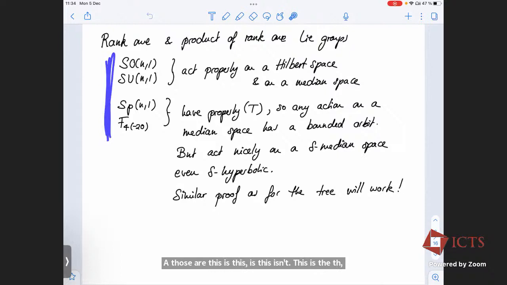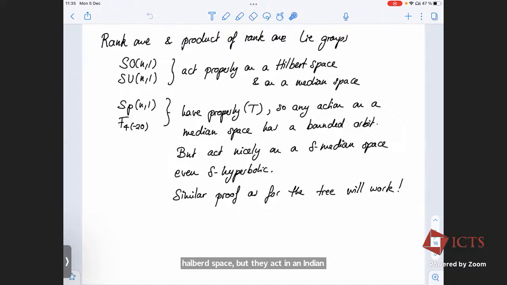Those are well known results that you can probably find in, I'm going to mess up the attributions here. So let's say that it's relatively well known. All the people who worked on that have permanent jobs, so I won't hurt them too much if I don't know exactly who did what. But anyway, those have property T, those don't, and you can make them act properly on a Hilbert space and on a median space. This one, they have property T, they can't act on a Hilbert space, but they act on a median space.